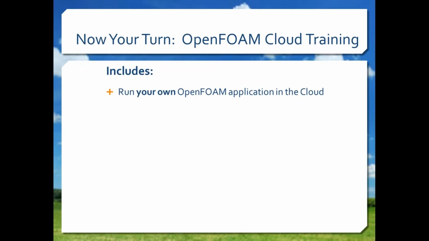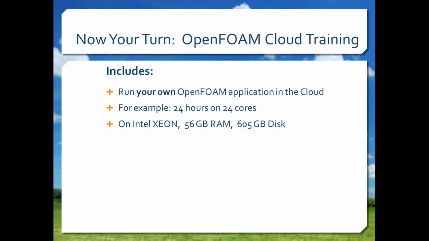You might want to consider OpenFOAM cloud training and cloud usage at a very early stage. You can run your own OpenFOAM application in the cloud, and we will help you with that. It will be very easy. So for example, 24 hours on a 24 core node in the cloud, for example with Intel Xeon, 56 gigabytes of RAM, 605 gigabytes of disk. This is one of the standard HPC, high performance computing nodes, which we have access to.